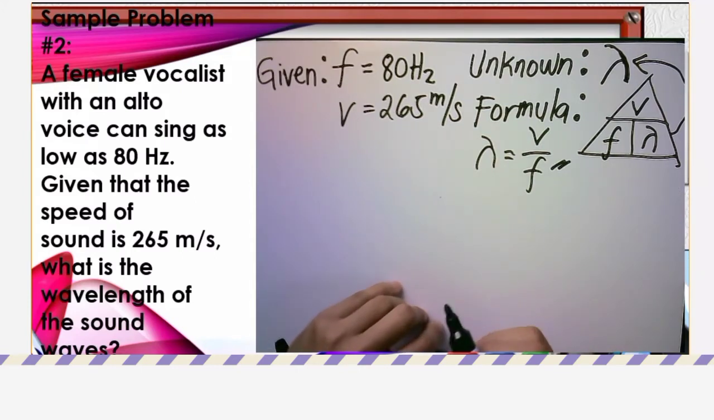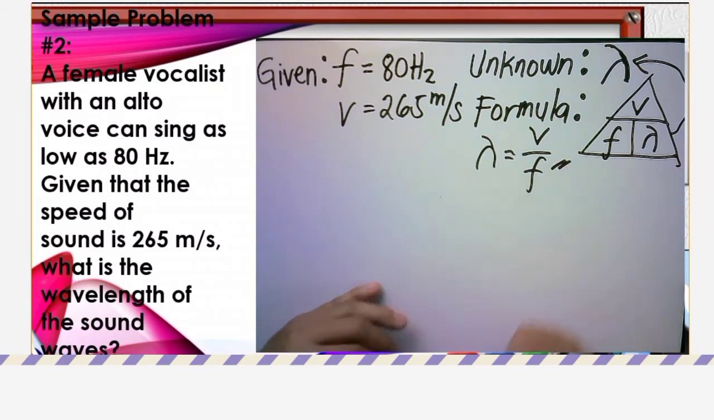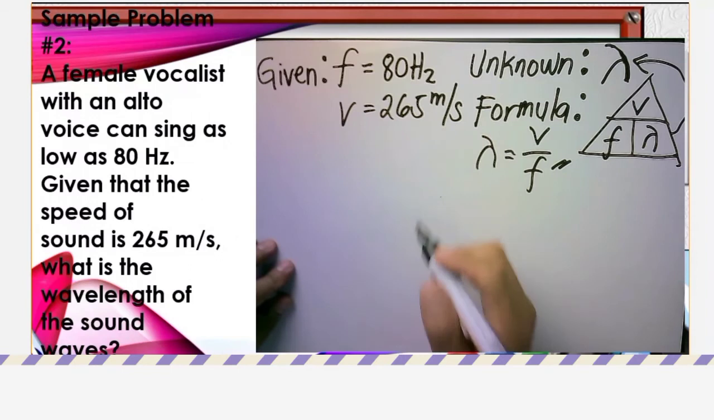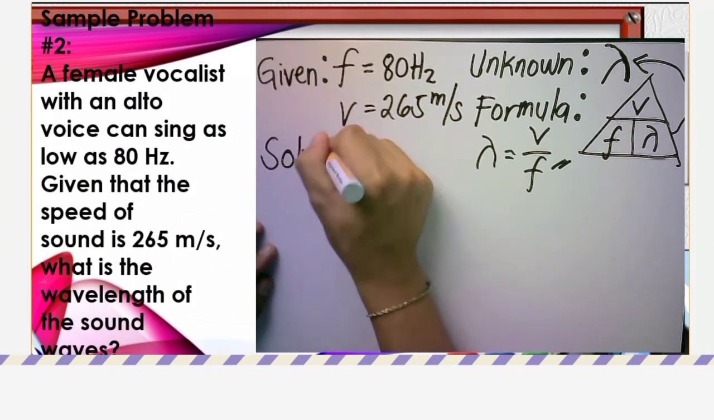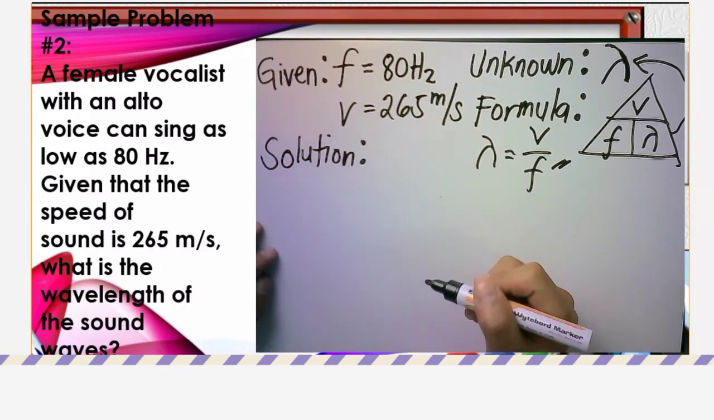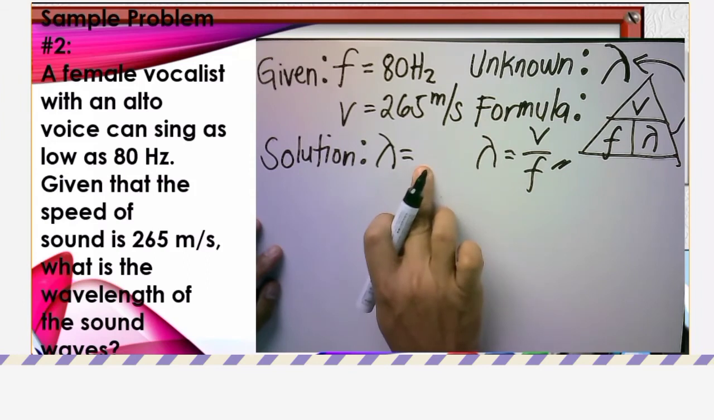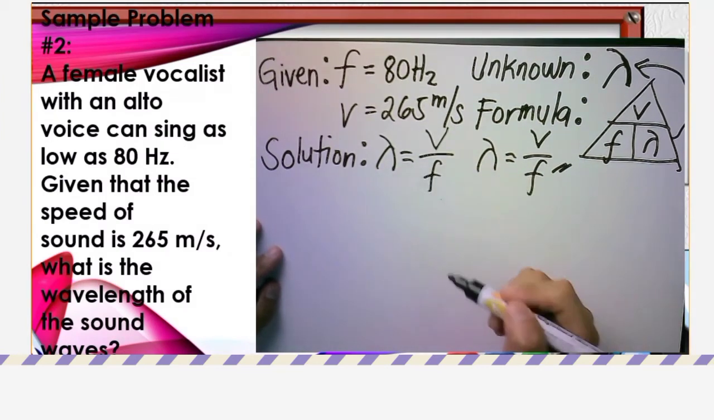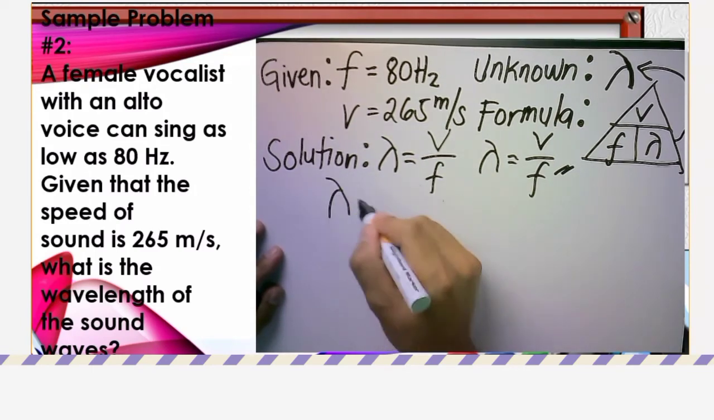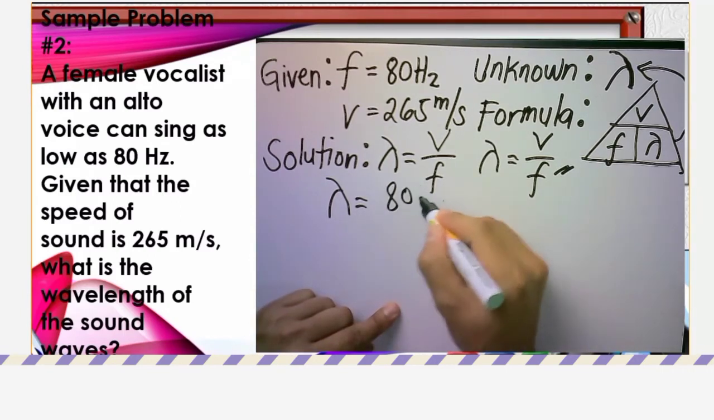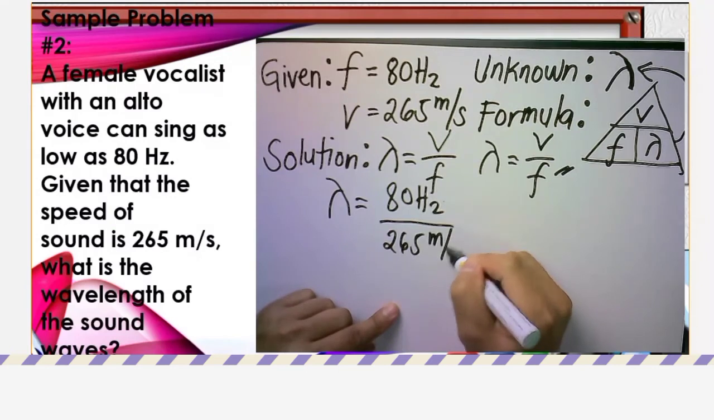Okay? Now, let us move on to our solution. By the way, class, are this given, unknown, and formula already clear to you? I hope it is already clear as the sun. Let us move on to our solution. In our solution, you need to get first the formula for your reference. Our formula is wavelength or lambda is equal to speed over frequency. Now, after that, you need to substitute. Lambda is equal to 80 hertz over 265 meters per second.